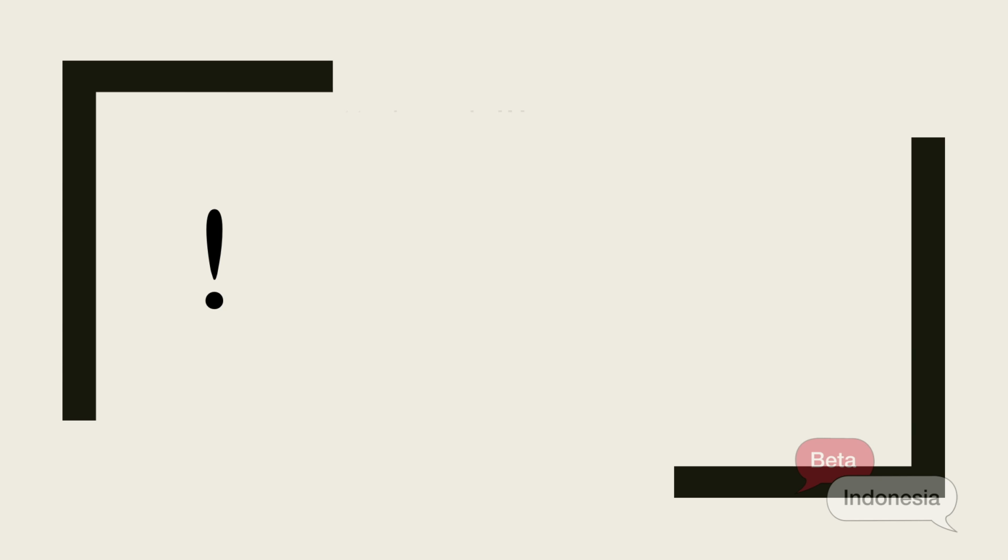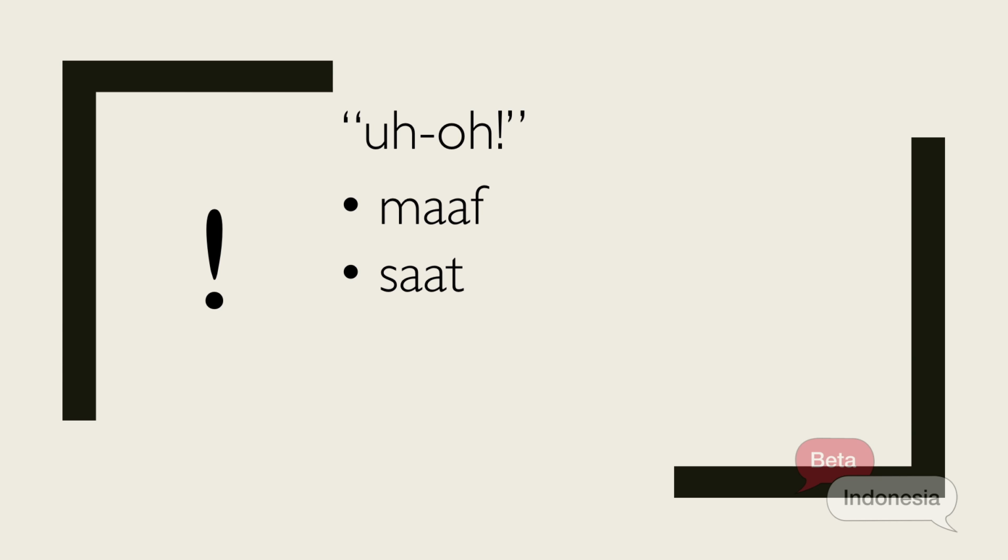Some words have repeated vowels. In this case, a slight pause that is called a glottal stop is inserted in between the two vowels, a bit like when you are saying uh-oh. An example of these words would be maaf and saat. Pronouncing them as one merged vowel would be the wrong pronunciation.